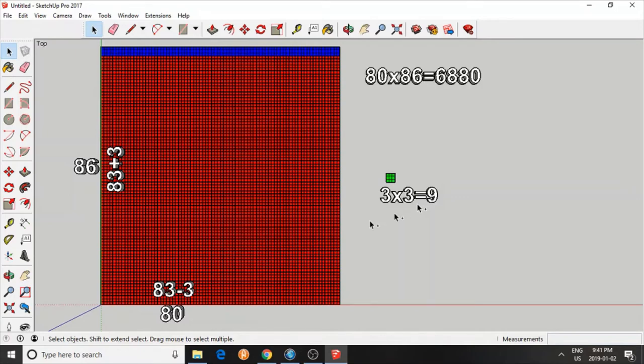80 times 86 is the area of the rectangle, and again it's like 8 times 86, and the answer is 688. You just add a 0, 6880, plus the square of the difference. The difference was 3. 3 times 3 is 9, and the answer is, as you might expect, 6889.